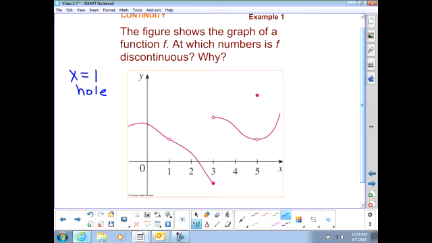The next time we have a discontinuity is at x equals 3 in this picture. This would be because of a jump. And then our last point of discontinuity would be x equals 5 in this case. Even though we're defined at x equals 5, our value of f of 5 is not equal to our limit at that value. Therefore, it's not continuous. So this would be another hole.